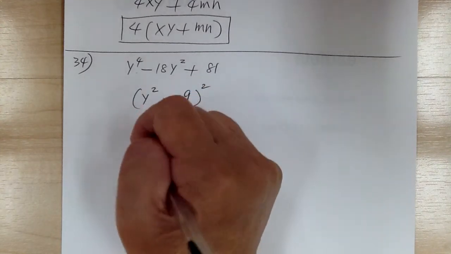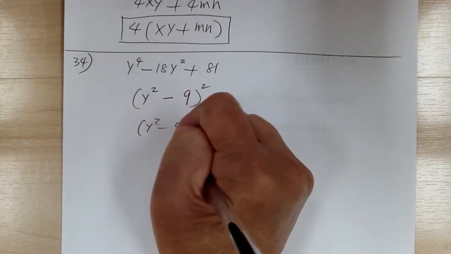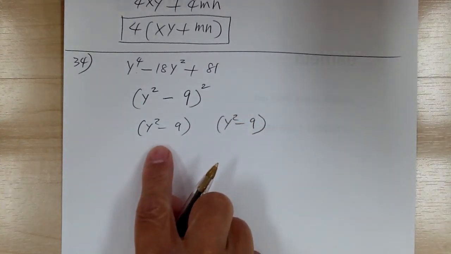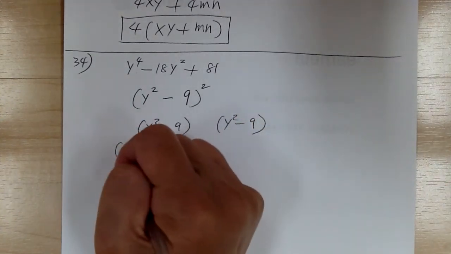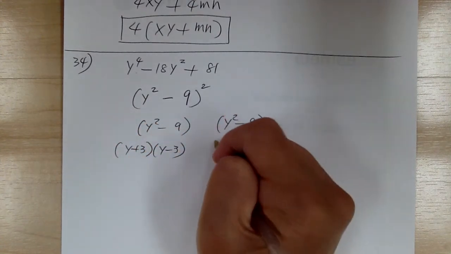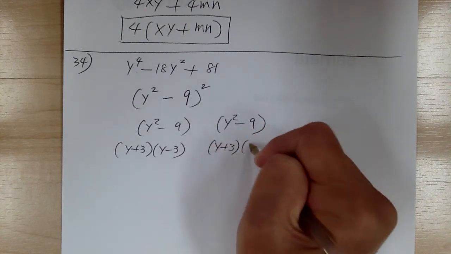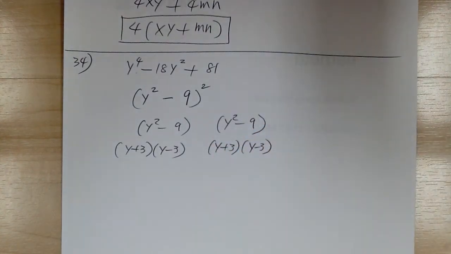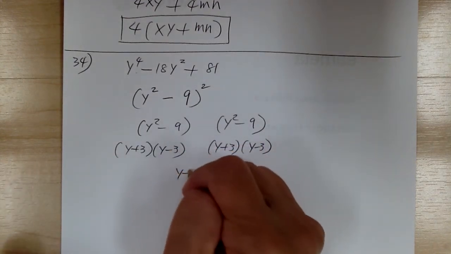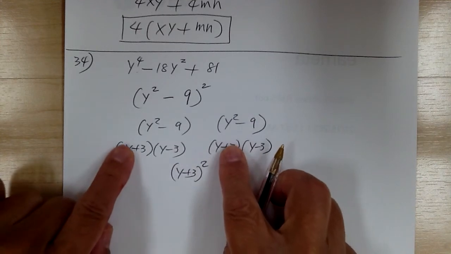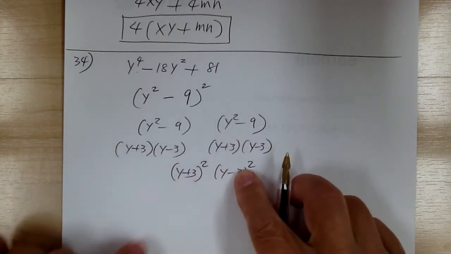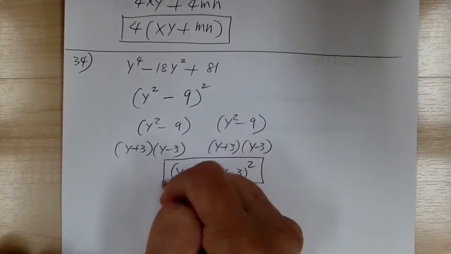So what you need to do in this case, you have to write it out twice. So you can factor each one of these. This one, you're going to get y plus 3, y minus 3. This one, you do the same thing. You're going to get y plus 3, y minus 3. Now notice you got two of these, so you're going to get y plus 3 squared, and you're going to get y minus 3 squared because you got two of these. And so your final answer would be this.